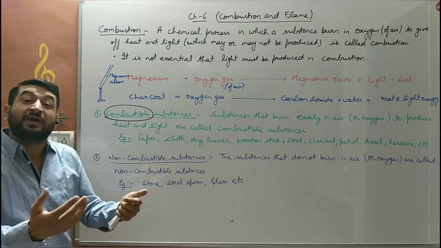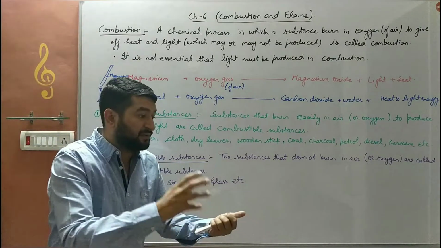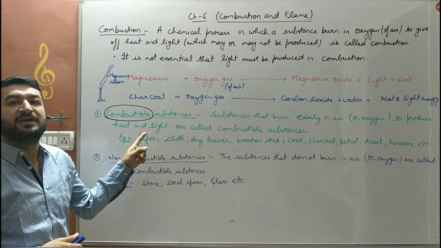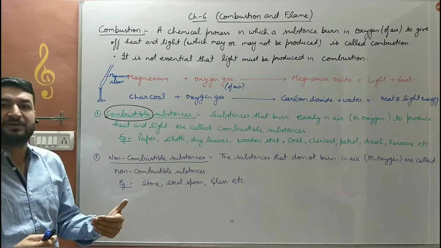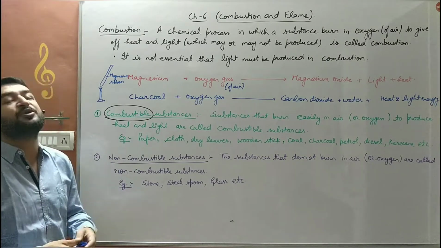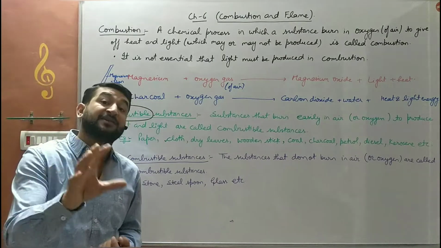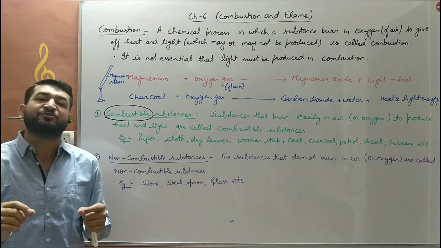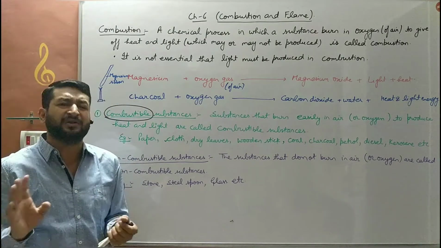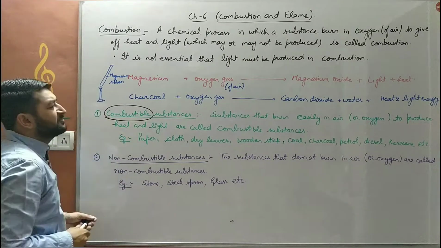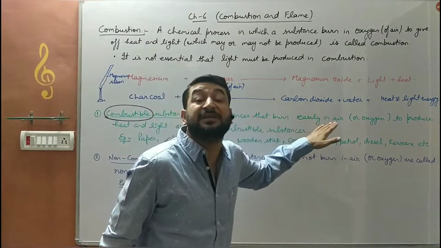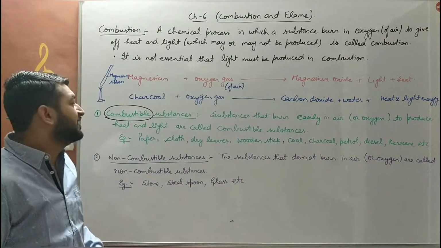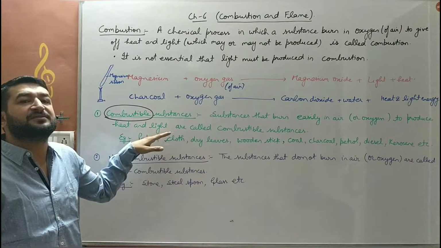What is combustion now? The substances which react with oxygen of air very easily are known as combustible substances. And as a product of combustion, when combustible substances burn, they produce heat and light energy. Light energy may or may not be produced. It is not essential that light energy will be produced in combustion. So you may write it or not, that is your choice. So what are combustible substances? The substances that burn easily in air or oxygen to produce heat and light energy are called combustible substances.